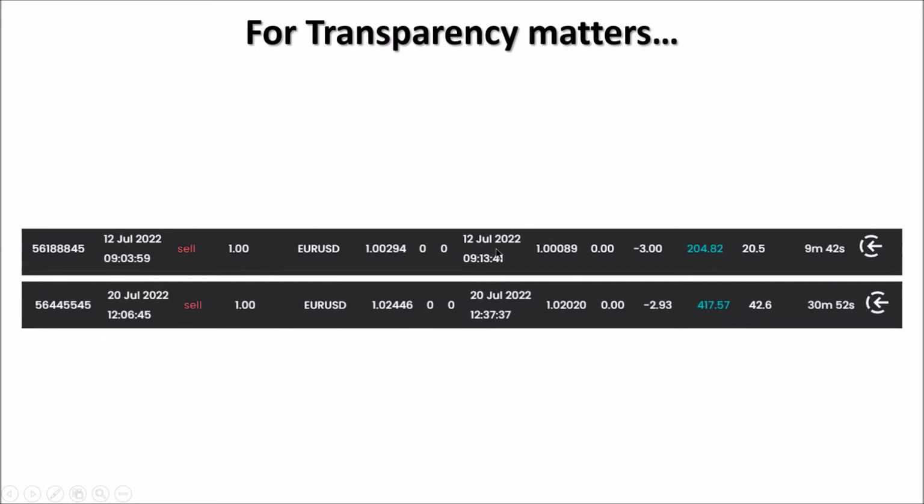So you have the trade from the 12th of July. Like I told you, it was half risk, half reward. So 0.5%. And this is the one from the last trade, on July 20. TP 1.0202, a little bit more than 1%. So that's it.